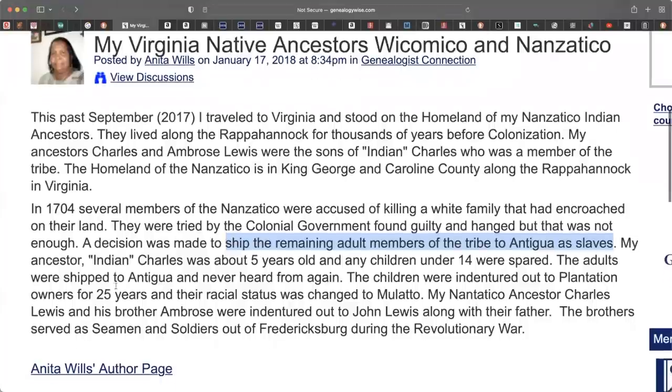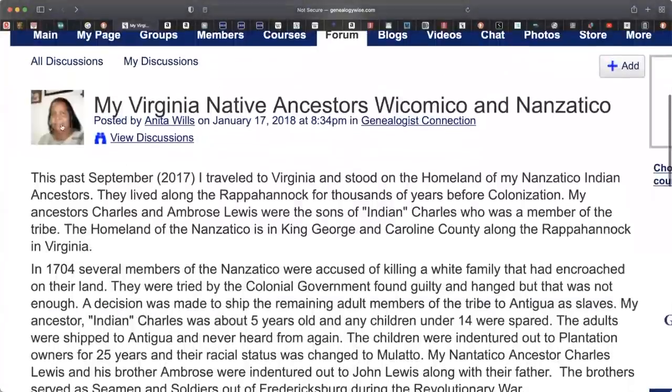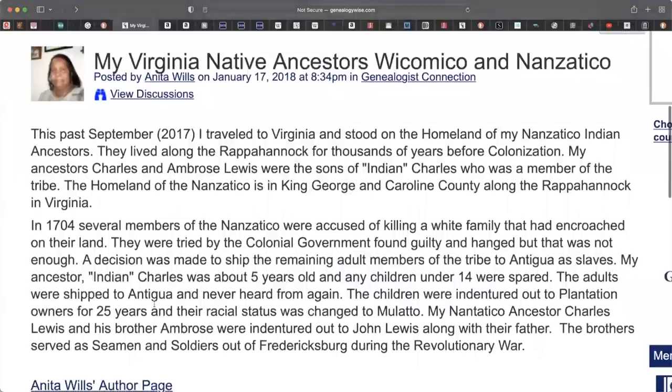My ancestor, Indian Charles, was about 5 years old, and any children under 14 were spared. Do you guys hear that? Because he was a child, he was able to stay there. If not, she would have had a whole different history. Possibly might not even have been here. That's deep right there. The adults were shipped to Antigua and never heard from again.